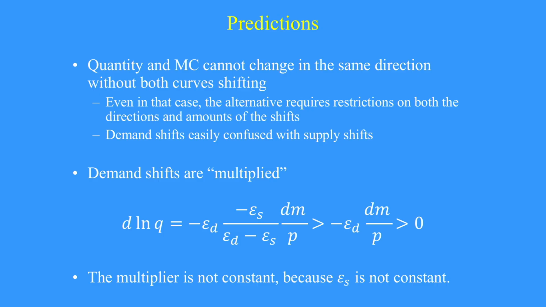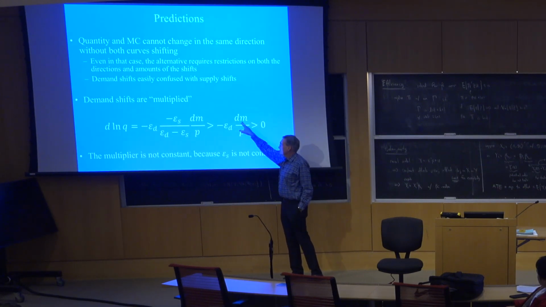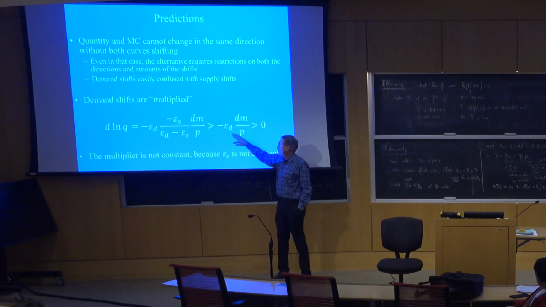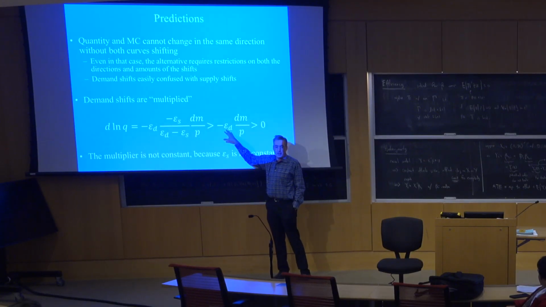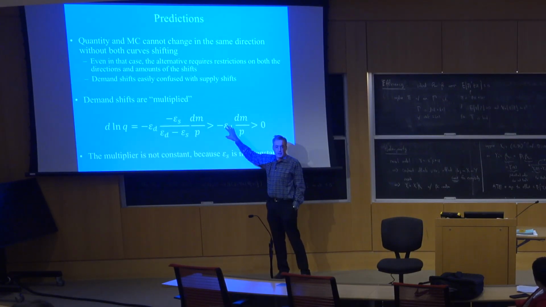Actually, let's start at the bottom here and then we'll go to the top. This is the effect on quantity of shifting up the willingness to pay by dm. I'm making it a proportional shift by dividing by p. So this is a proportional shift in the willingness to pay, upward. What's the effect on quantity? Well, if the price were unchanged, it's based on the elasticity of demand. How much does a vertical shift translate into a horizontal shift? You multiply by the elasticity of demand.